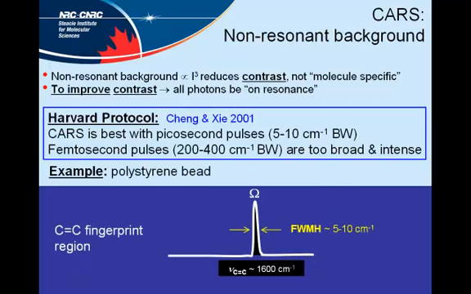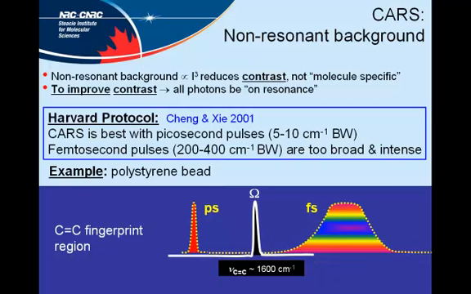So the argument goes like this. They looked in the fingerprint region. This was a polystyrene bead at 1600 wave numbers, the CC fingerprint region, and you have a line width of 5 to 10 wave numbers. If you were to look in the Raman spectrum, you'd see something like that. So the argument was, if you come with a picosecond pulse whose bandwidth matches that, you're going to do a much better job in terms of getting the resonant response. Whereas if you come with a femtosecond pulse, it's just too broad, and this is going to be terrible. And so for a decade or so, this was the argument that was made, that you simply shouldn't do CARS microscopy with femtosecond pulses.